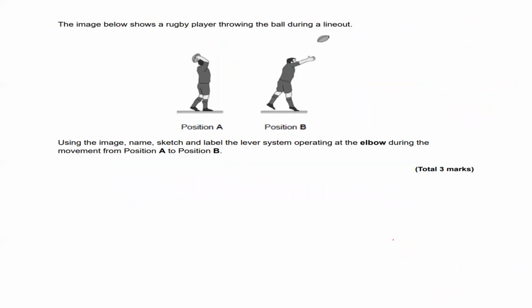Okay, the next part of the question asked you an old favorite to do with lever systems. So it actually spells it out exactly what you need to do. Use the image, name it, sketch it, and label it. And that's what you get the 3 marks for. So the first thing you should be doing, identify what type of lever system it is. Admittedly, this is the one that is the common one to mistake. It's at the elbow, but it's above the head. Okay, so it could either be first or third class, but because it's above the head, that is then first class lever.